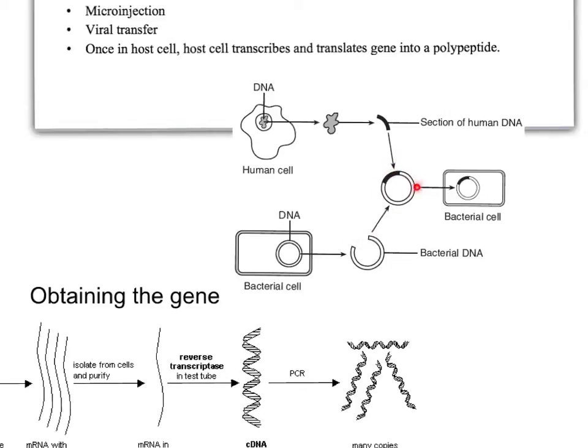We've then taken our plasmid, which carries our gene for making insulin, and we insert that into another bacterial cell, and the idea is this bacterial cell can then grow, multiply, and if supplied with the correct amino acids, will produce the protein insulin for us.